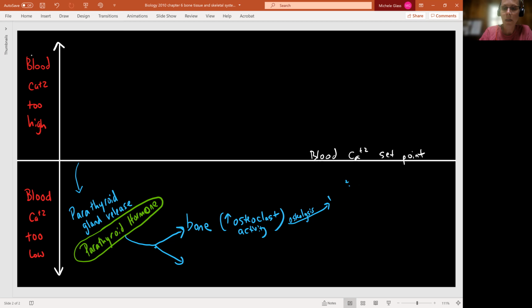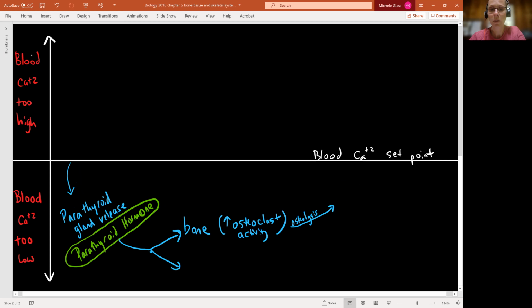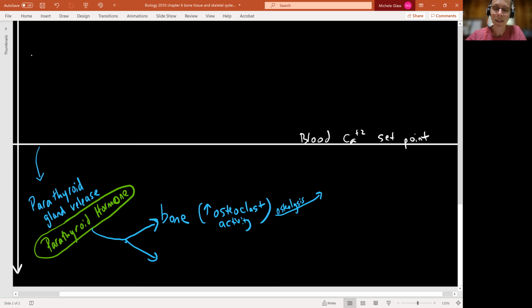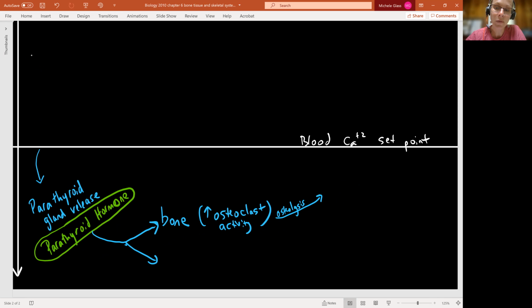So when the parathyroid gland releases parathyroid hormone and talks to the bone, it increases osteoclast activity. Osteoclast activity, we know, is osteolysis. Osteolysis is the breakdown of bone. And so it's going to release calcium from the bone into the blood. And that's going to help bring up our calcium levels.